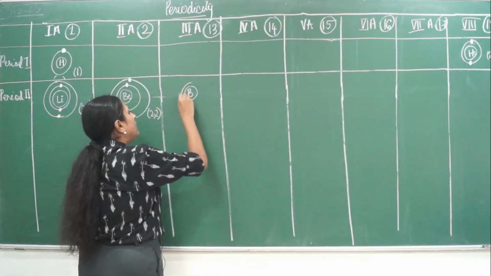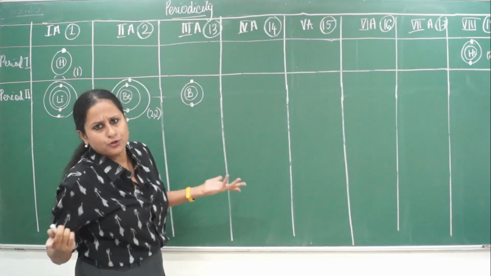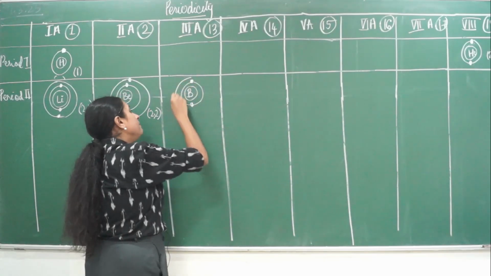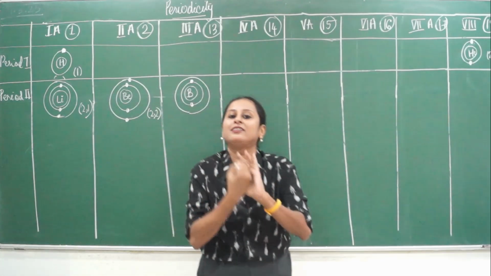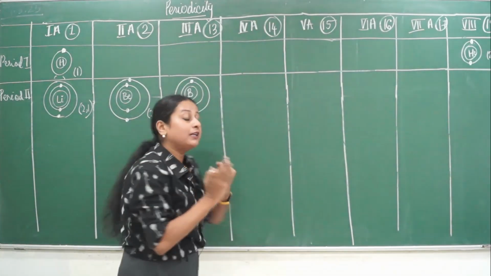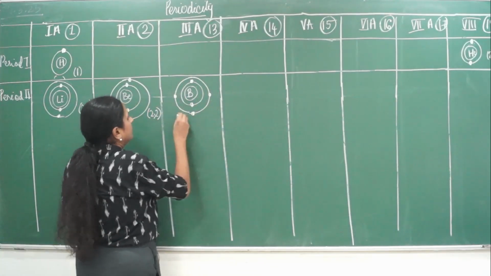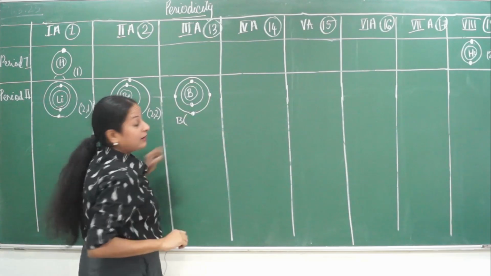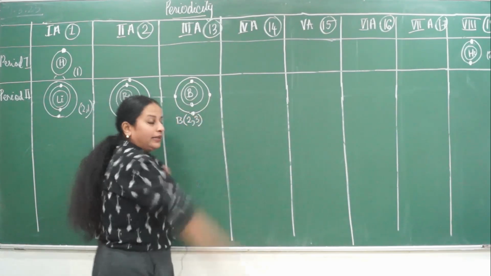So the first 2 electrons will be accommodated in the first shell, obviously, as usual. And the remaining 3 electrons, because it has 5 electrons, so 2 are gone, 3 are remaining. So those 3 will be arranged in the second shell. 2, 3. This is boron. The electronic configuration is 2, 3.